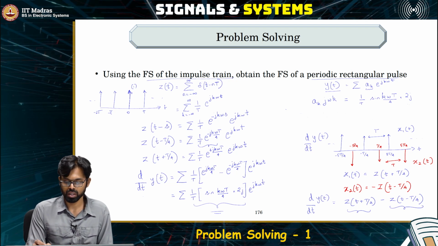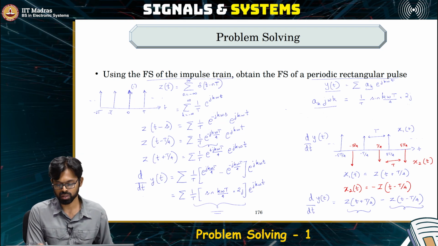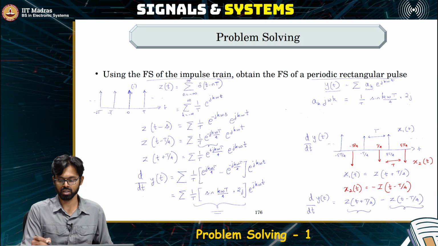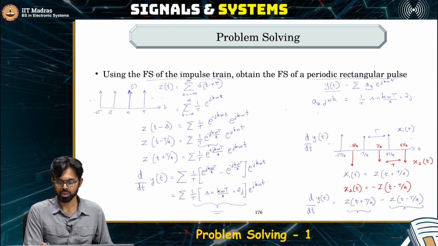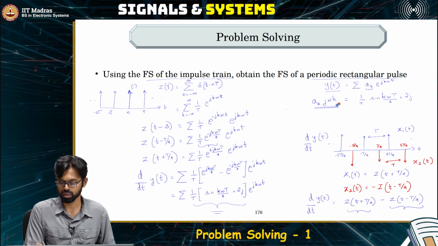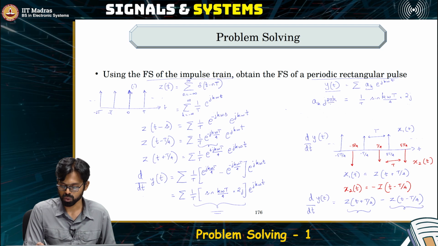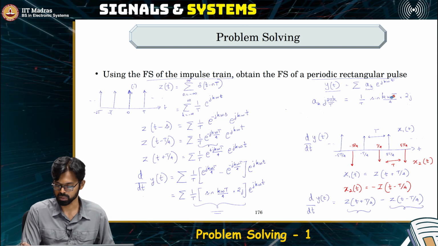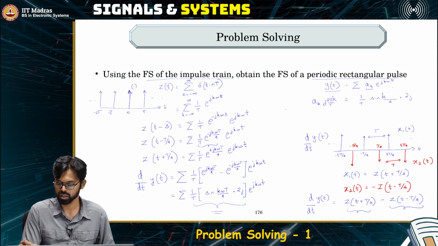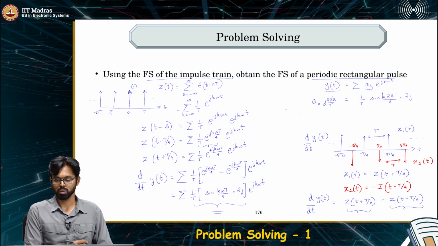And we know that the relationship between the Fourier series coefficient of y of t and its derivative is simply the Fourier series coefficient multiplied with j omega k. This is the property that we have seen before. So these coefficients should be equal to this coefficient. That is the equation that we are doing here. Now substitute omega as 2 pi by T, and we just get 2 pi.